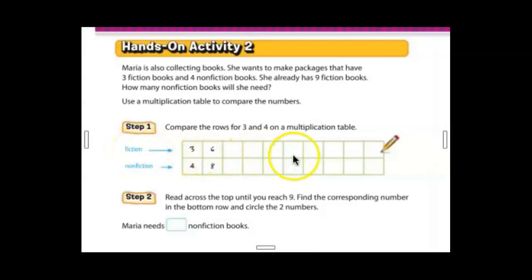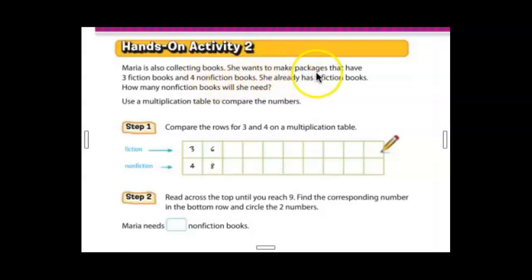In this case, the top part, which would be the numerator if we were talking about fractions, is actually going to be describing the number of fiction books. And the bottom part, which would be the denominator if we were talking about out of a whole in fractions, is actually just going to be representing nonfiction books. So we're comparing the number of fiction books to the number of nonfiction books, which is a ratio because we're comparing two different ideas or things. So Maria is also collecting books.